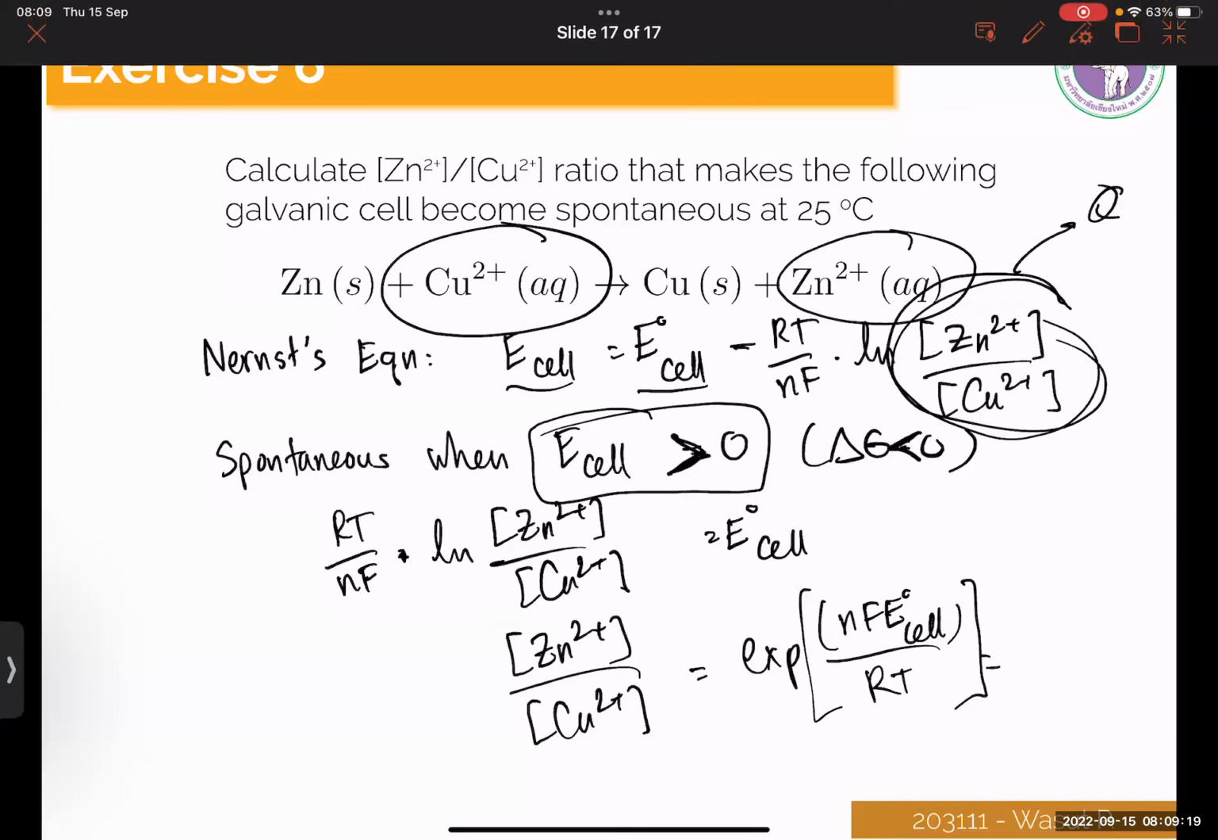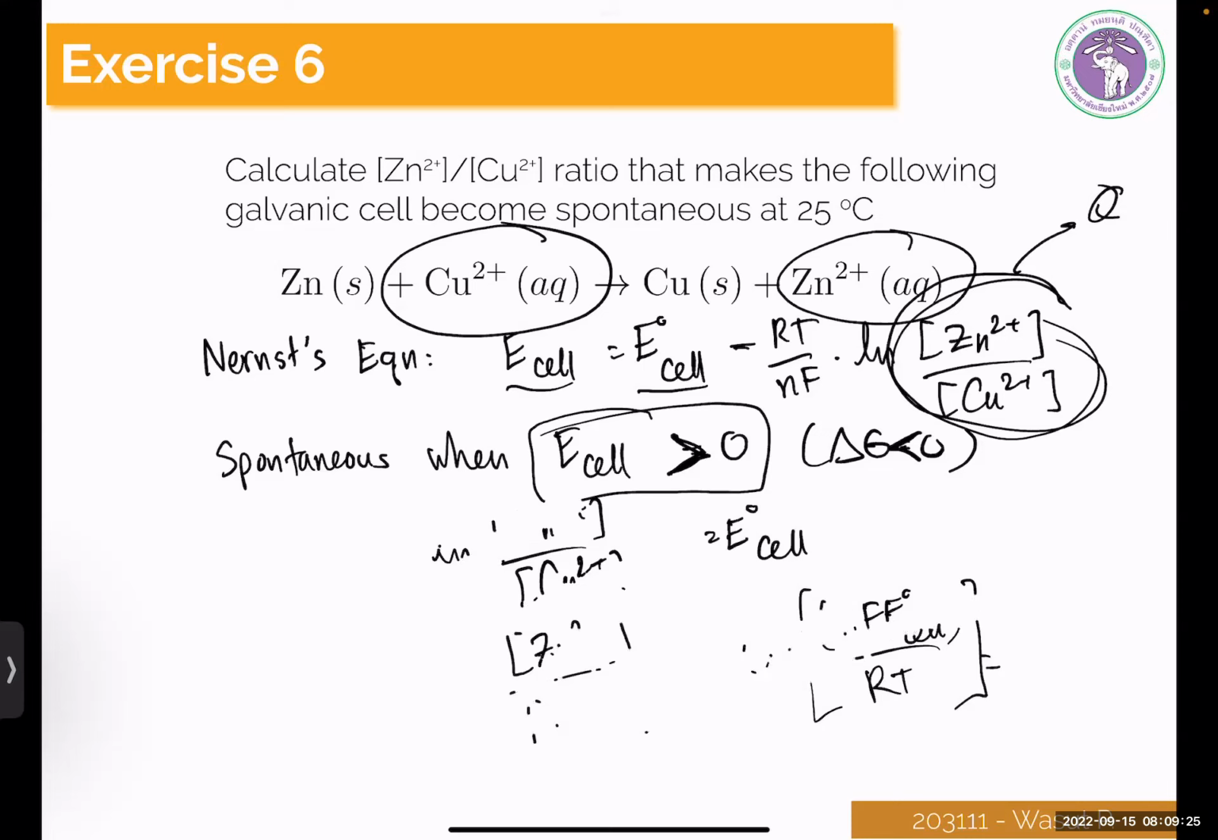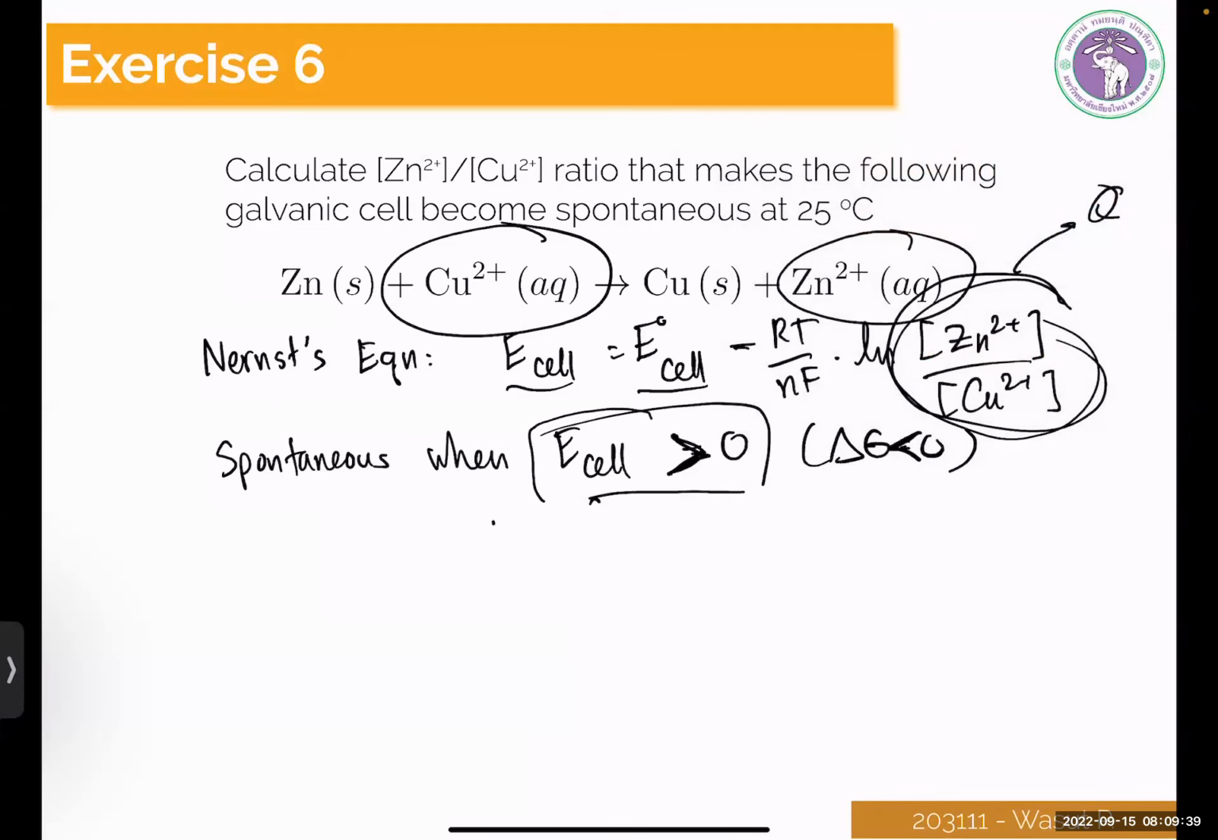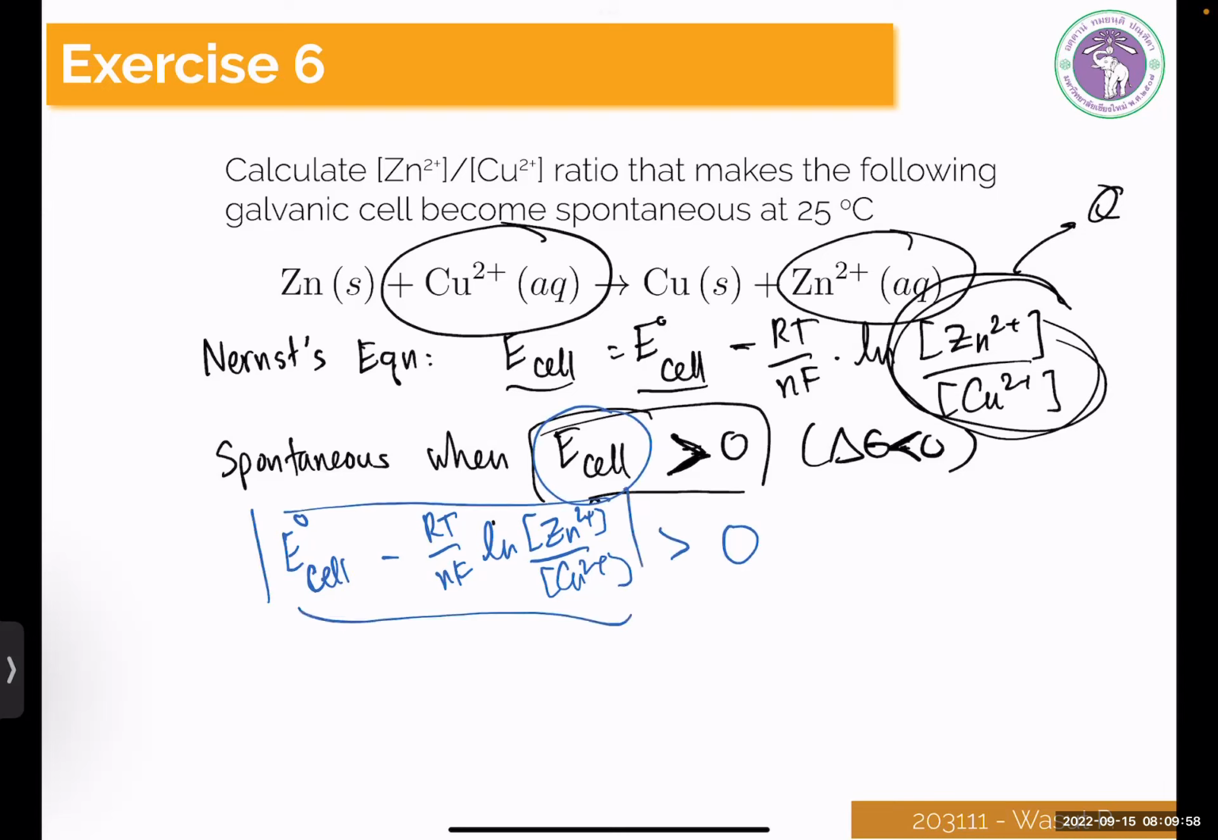So let me work this out so that you don't get confused. Okay. So E cell is greater than 0. It also follows that E naught cell minus RT over nF natural log of zinc 2+ over copper 2+ needs to also be greater than 0, right? Because this thing and this thing are the same.